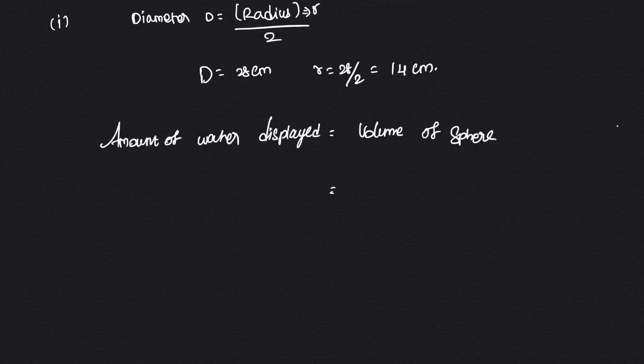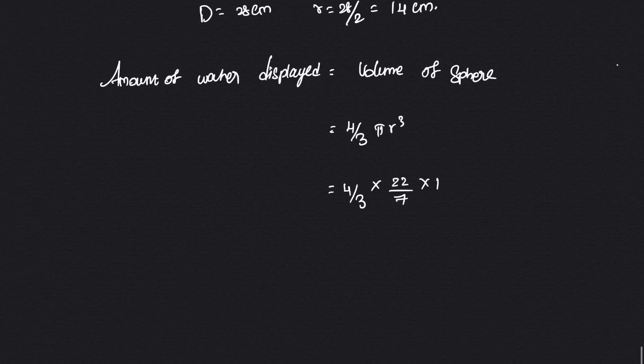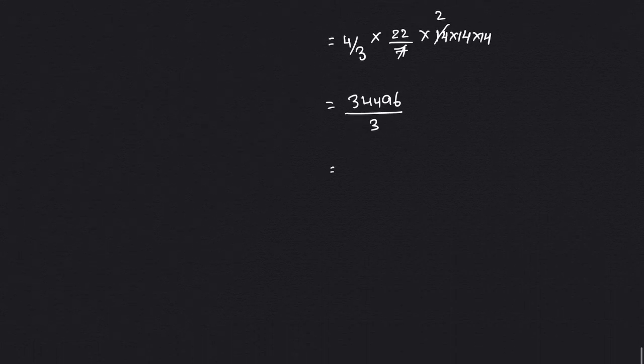The formula is 4 by 3 pi r cube. So just replacing 4 divided by 3 into the pi value 22 by 7. Then the r value is 14 centimeter, so 14 times this one. After cancelling, this will be equal to 2. Then the final value is 34496 divided by 3. After cancelling, 11,498.66 centimeter cube is the volume.